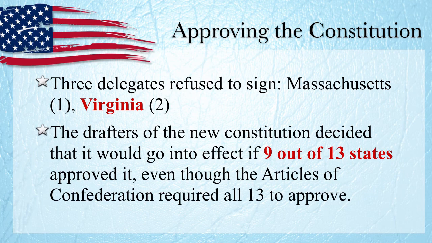The drafters of the Constitution decided that it would go into effect if 9 out of 13 states approved it. Even though the Articles of Confederation said you needed 13 states to approve this, they said, we're ignoring that because we're trashing it anyway, and we're making a new rule. So a little controversial, but it worked.